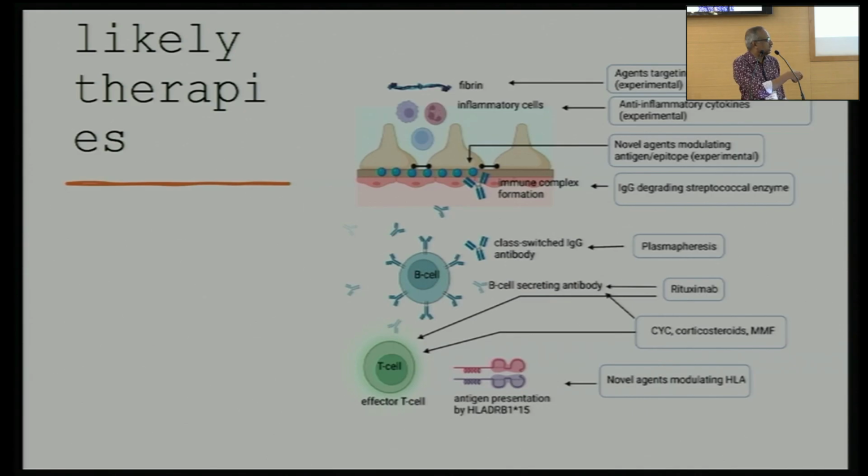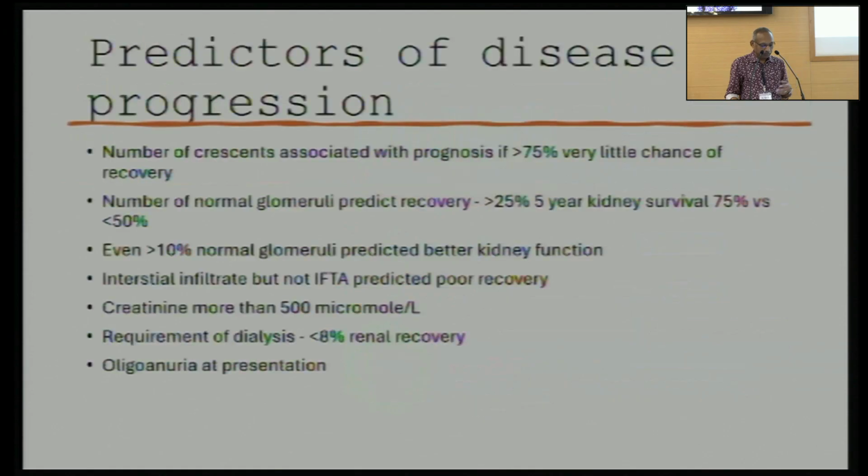Agents modulating HLA. One of the features shown is that there are definitely HLA modifiers. There are some HLAs which are actually protective, and HLA DR2 is shown to be associated with the disease. So if you have an agent modifying the antigen presentation to the cell, it may be effective. But again, these all look very far down the lane. The only therapy we do have now is the IgG degrading enzyme, which may be effective. If it's cheaper, we may be able to use it in the future.